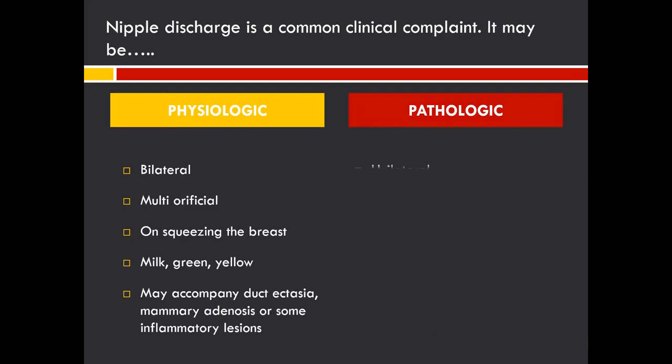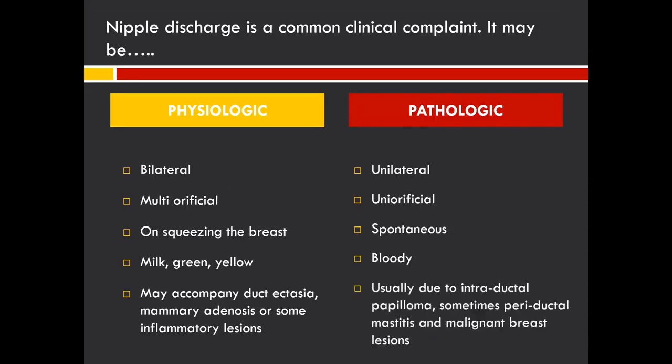Pathologic nipple discharge, on the other hand, is usually unilateral, uni-orificial. It occurs spontaneously, it is usually bloody, and it might accompany intraductal papillomas, periductal mastitis, and some malignant breast lesions.